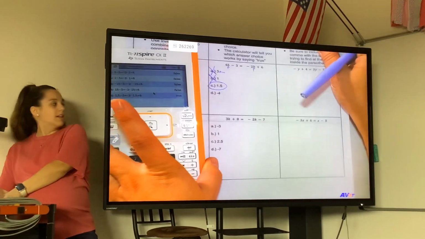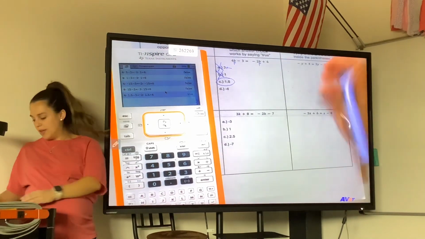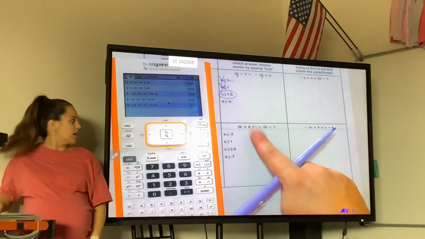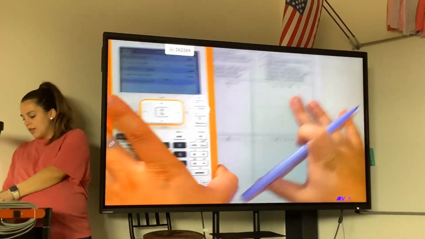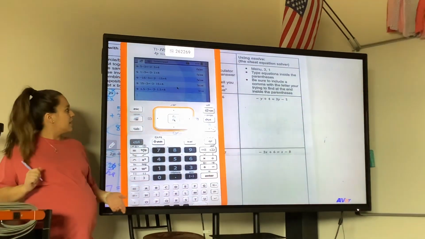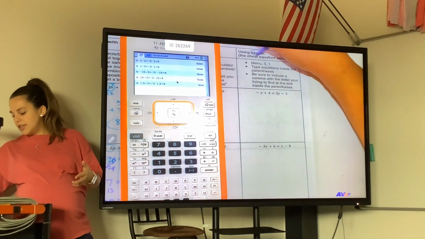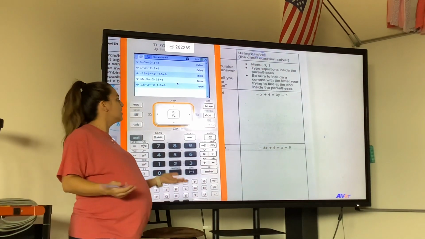All right, the next one. Let's do it one more time. And actually, I'll skip this one. I'll move on to this one. I want you guys to try this one on your own. Okay. All right, the next one is the one that is super exciting because it is the calculator trick. It is called InSolve. It is called an equation solver.